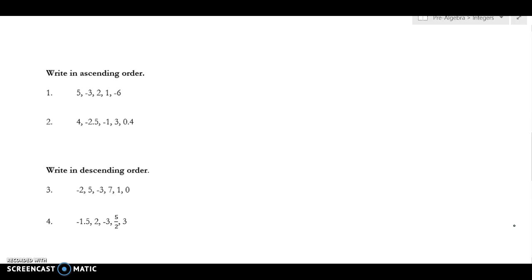Why don't you go to your left side and try these 4 problems here. Once you have them done, you can press play to check your work. Make sure that you are writing the problem down. It's not helpful if you just write down the answer.